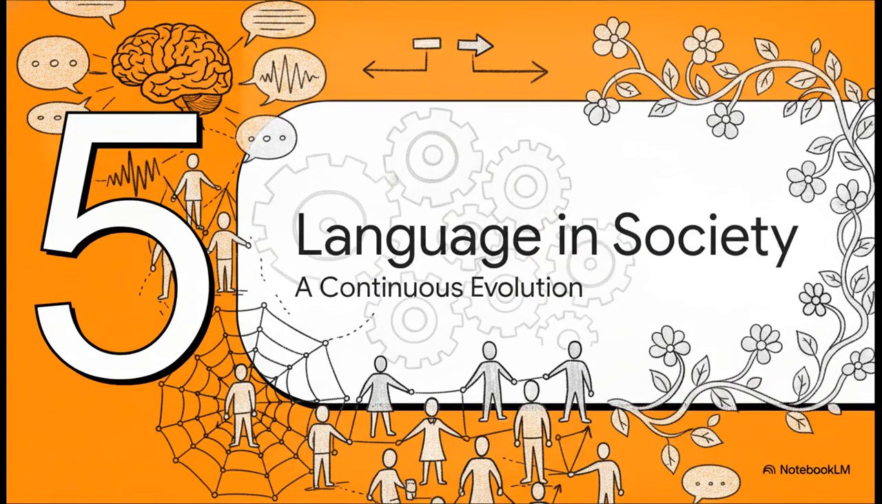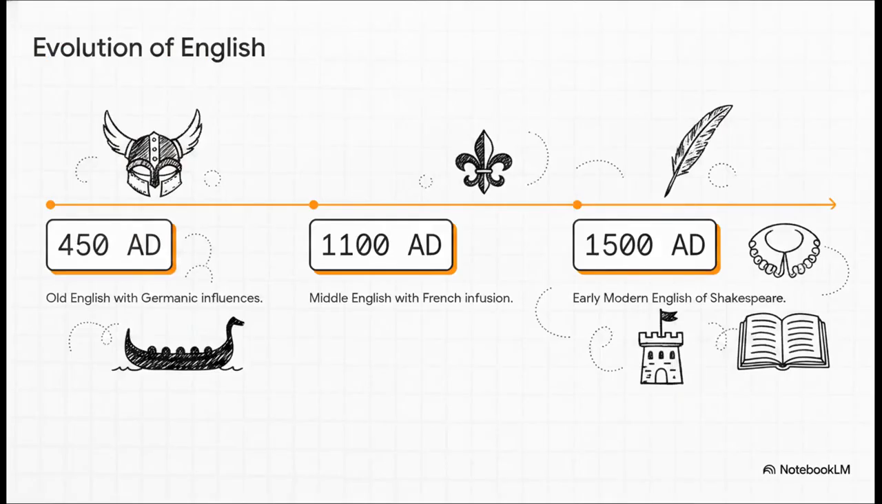Section 5, Language in Society. Finally, we've got to zoom out to the absolute macro level. We've looked at the biology, the structure, the meaning. Now we must examine how this intricate machine lives, breathes, and evolves within human societies. One of the biggest takeaways from our source text is that language is never, ever static.